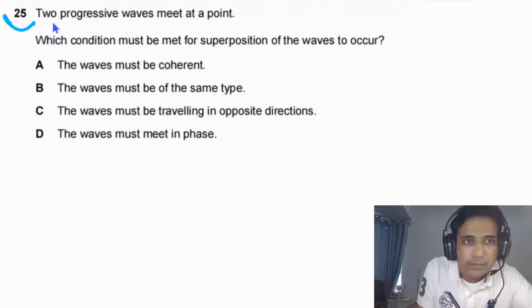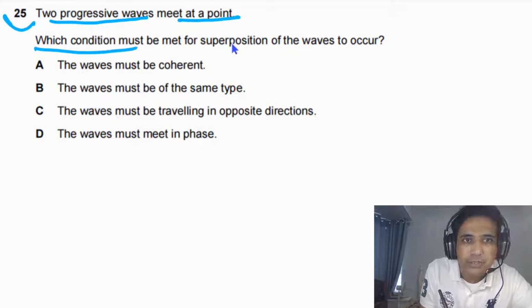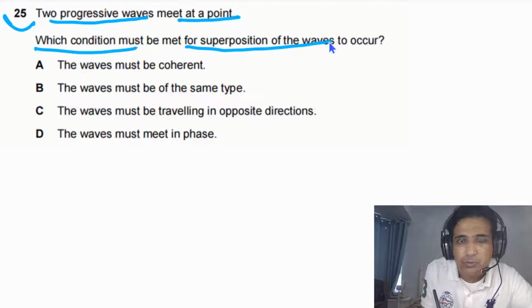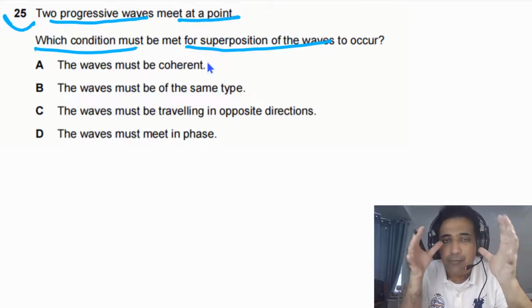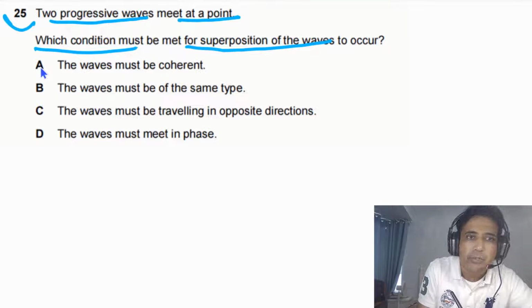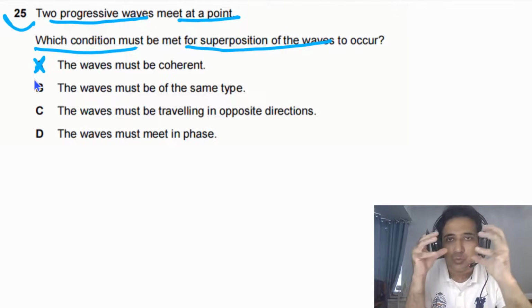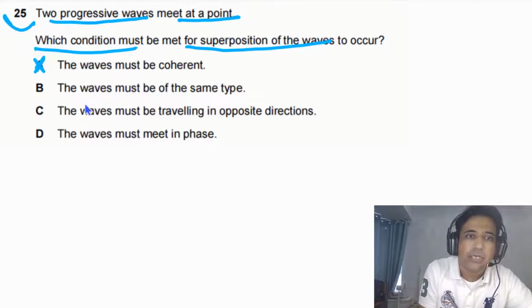Question 25 says, two progressive waves meet at a point. Which condition must be met for superposition of the waves to occur? The waves must be coherent. Coherent means that waves have constant phase difference and the same frequency. This is not a requirement. This is not a condition for waves to interfere with each other, to superpose with each other when they meet at a point.